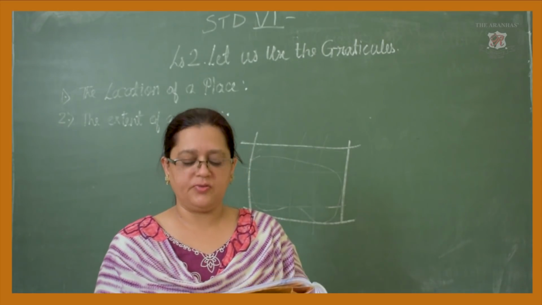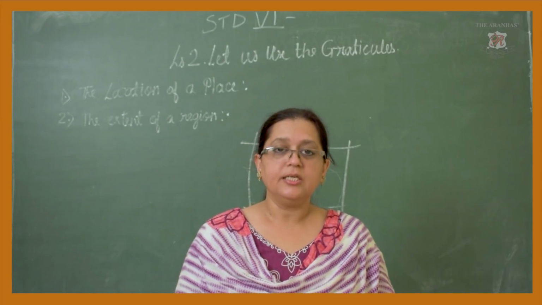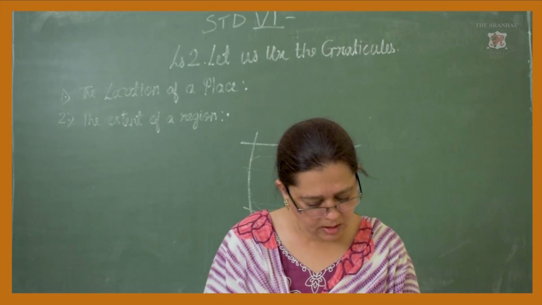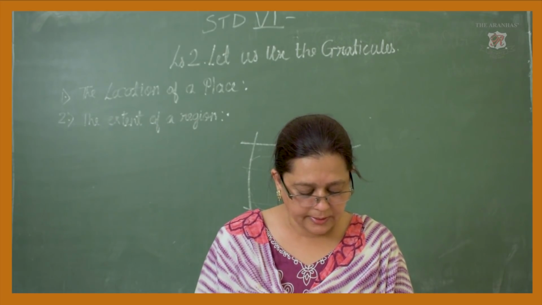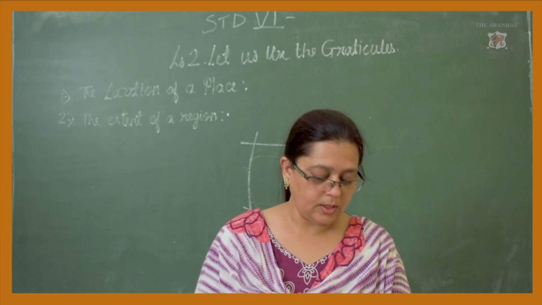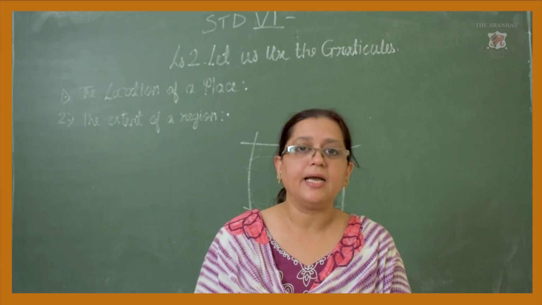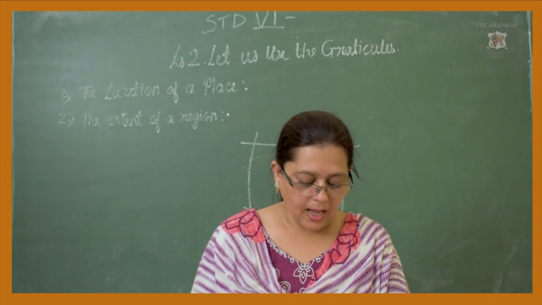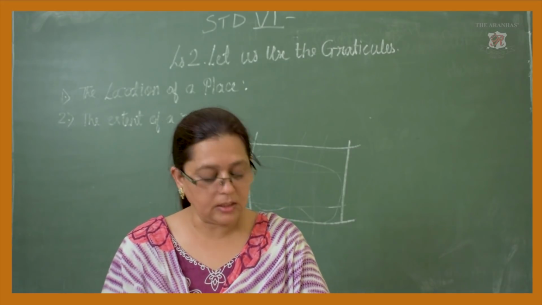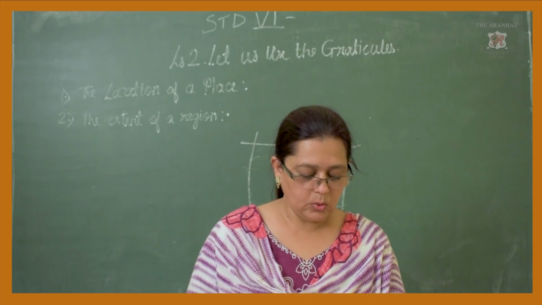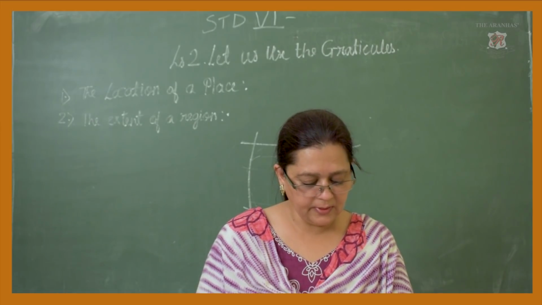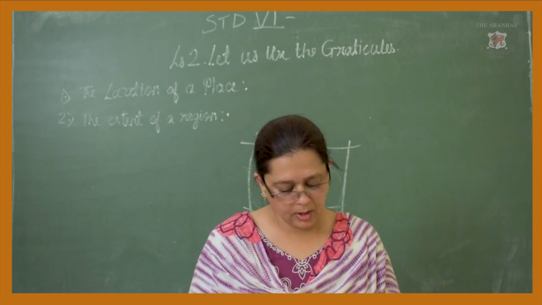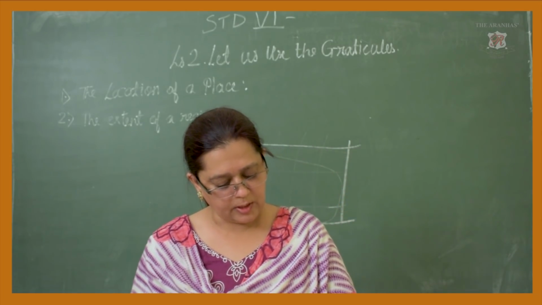So, the extent of Australia is described as 10 degrees 30 minutes south to 43 degrees 39 minutes south latitude, and 113 degrees east to 153 degrees east longitude. Okay, so we finished with the second point.